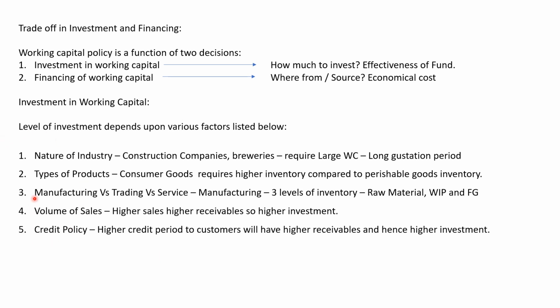So these are the 5 aspects which decide how much to invest in working capital. It depends upon the industry in which you are operating, what products you are selling, whether you are a manufacturer or trader or service provider, what is the volume of sales you are doing, and what is the credit policy you are maintaining. All these aspects decide how much to invest in working capital.